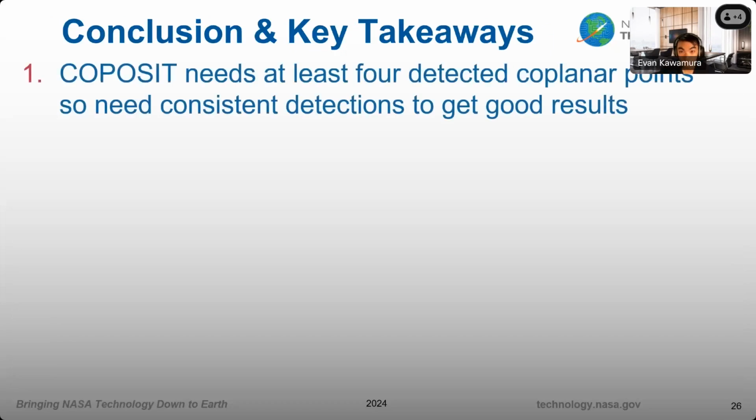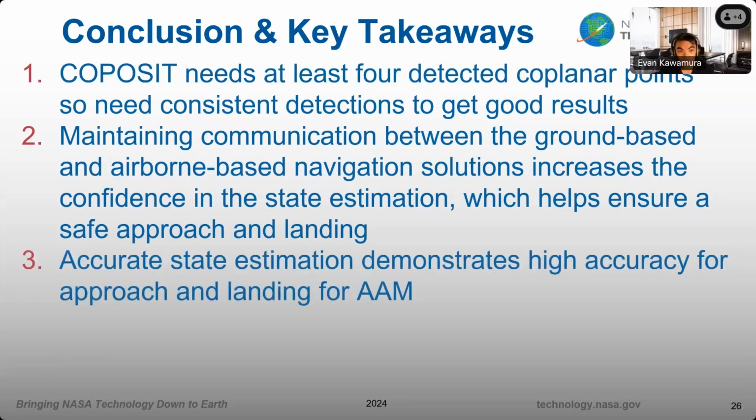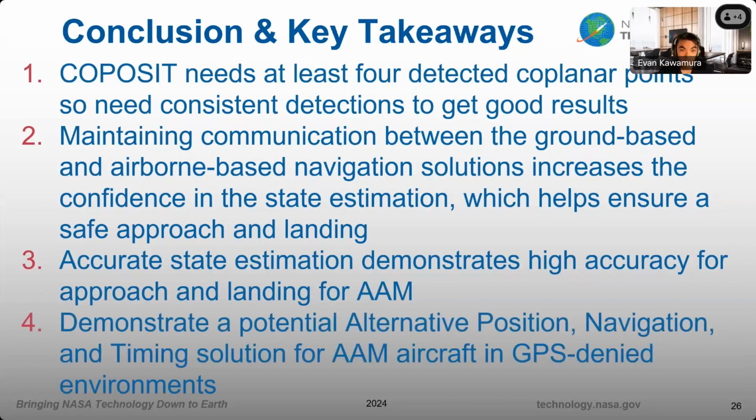So for conclusion, as we say, for composite you need at least 4 detected coplanar points so you can get good detections and good results. You also want to maintain communication between your ground-based and airborne navigation solutions if possible. This will increase your confidence in your state estimation, and that'll help ensure a safe approach and landing. We also want to make sure that you obtain accurate state estimations so you can get higher accuracy for approach and landing for advanced air mobility. And then finally, we've demonstrated a potential alternative position, navigation, and timing solution for AAM aircraft in GPS-denied environments.